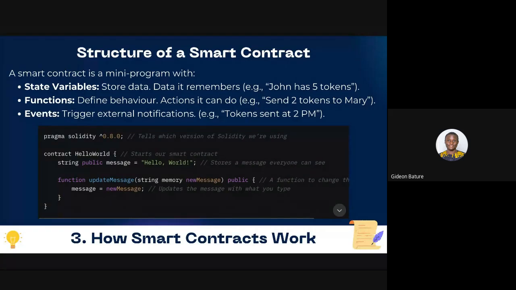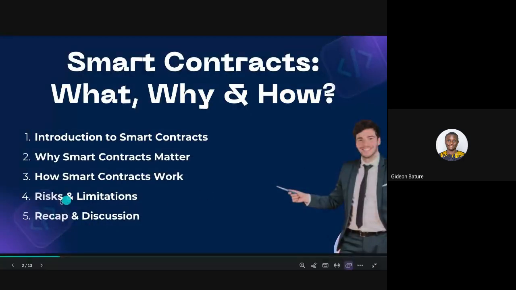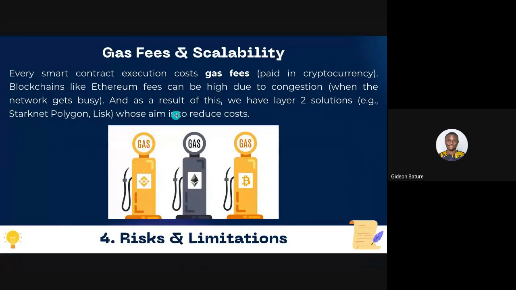So any other question? Do you get it now? Do you understand? Yeah. Okay. Thank you for this one. But what are the challenges of smart contract behavior? Some of the challenges we are meant to know, we'll get there. Let me show you. Look at it: risks and limitations. So we'll get there, but it's a good question. Yeah, very good one. All right.